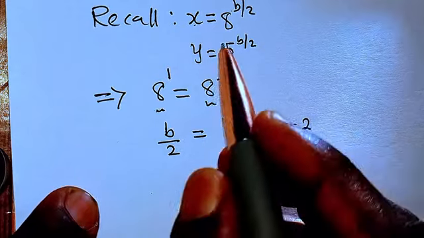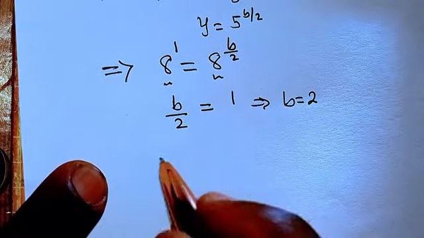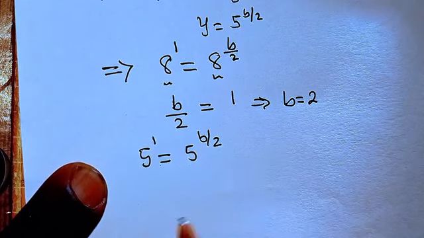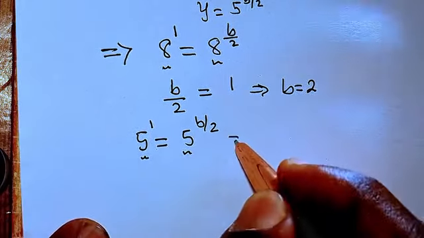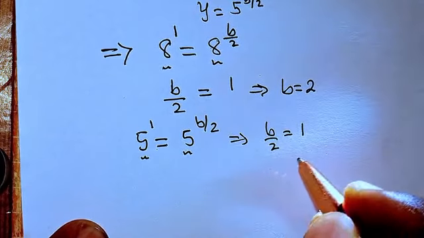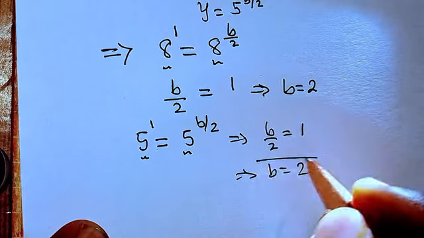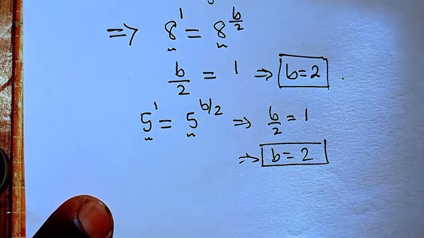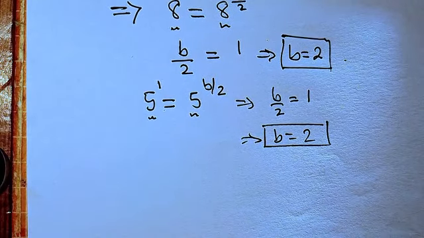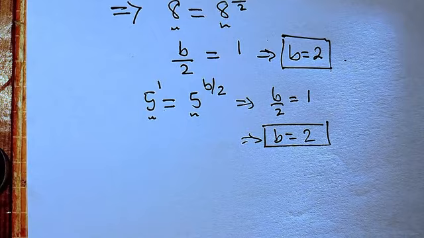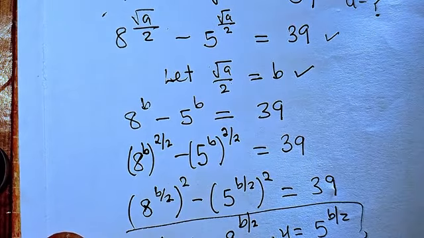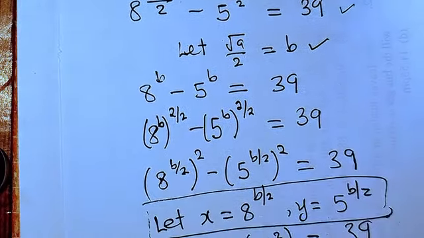So since b equals 2, if you do the same thing to the second one, when y is 5, 5 equals 5 to the power b over 2, right? So we can write this, since the two bases are the same, this implies that b over 2 equals 1. So which is what? b equals 2, according to what we have here. Do you understand now? So now we have b to be 2. Now we are not going to go back again because it is already stated right from the beginning that we should let root a over 2 be b. So therefore we're going to have b equals root a over 2.